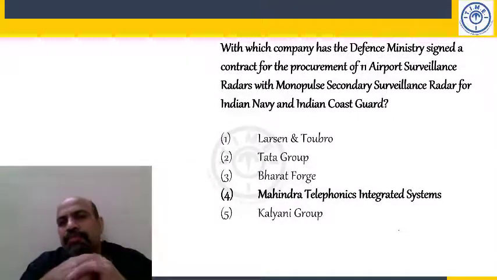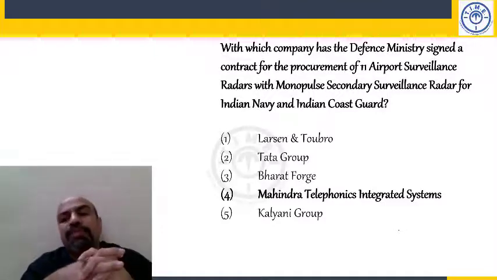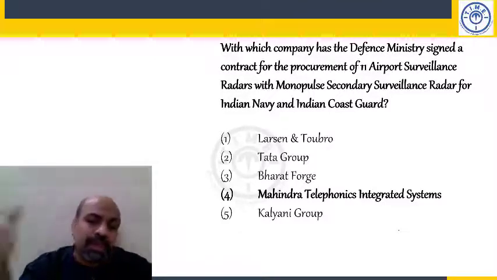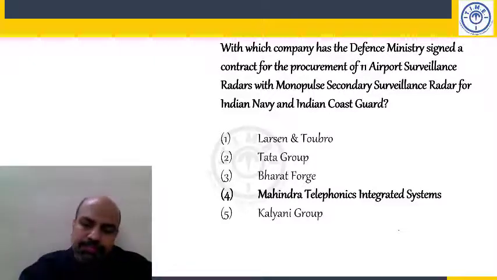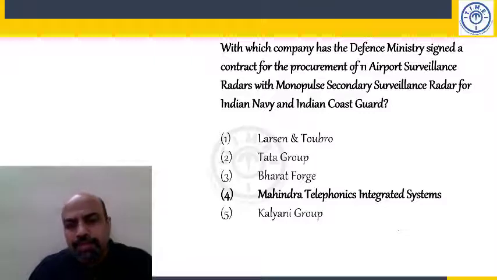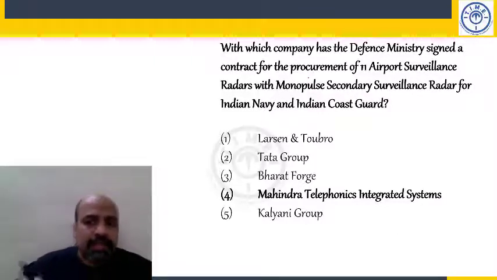Next. With which company has the defense ministry signed a contract for the procurement of 11 airport surveillance radars with monopulse secondary surveillance radar for the Indian Navy and the Indian Coast Guard? Well, this is from an Indian company. Mahindra Group is headed by Anand Mahindra. It's a Mahindra Group company. The chairman of Mahindra Group is Anand Mahindra.